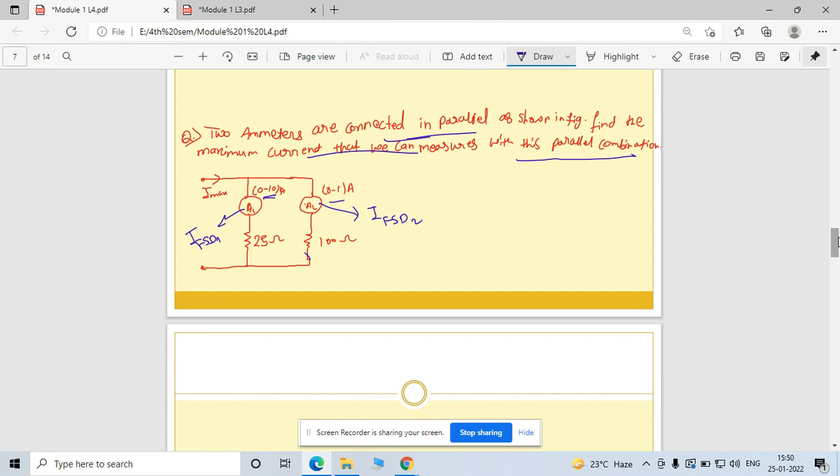Yes guys, please find out what is given to you. There are two meters, that is a 0 to 1 ampere meter and a 0 to 10 ampere meter. I solve this for 0 to 1 ampere, and you can solve this for the 0 to 10 ampere meter as well.